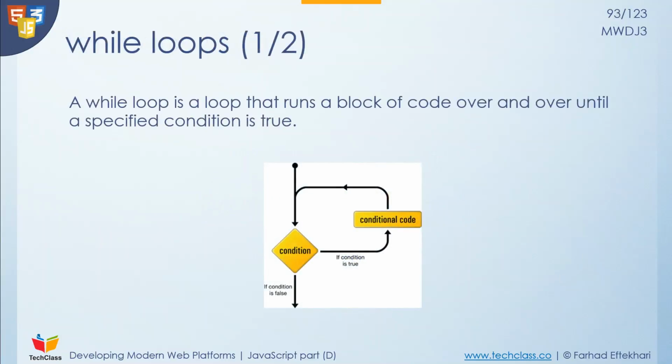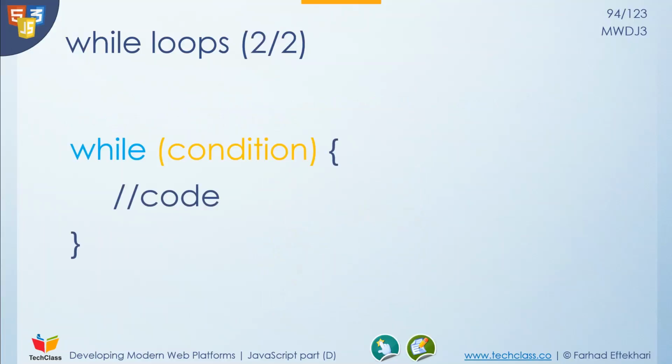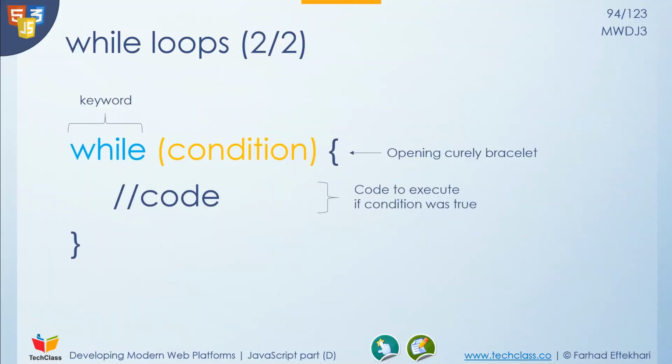Now let's get familiar with while loops. A while loop is a loop that runs a block of code over and over until a specific condition is false. Here you can see it checks the condition. If it's true, it goes there and then comes back here. And whenever it gets false, then it will go out of this while loop. Here is the way that we write it. We have the while keyword, the condition, an opening curly bracket, the part of the code that we are looking forward to execute, and then a closing curly bracket.